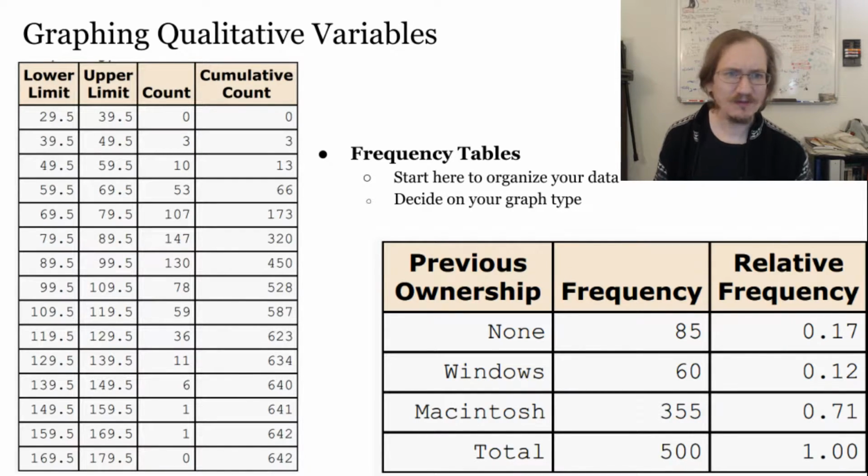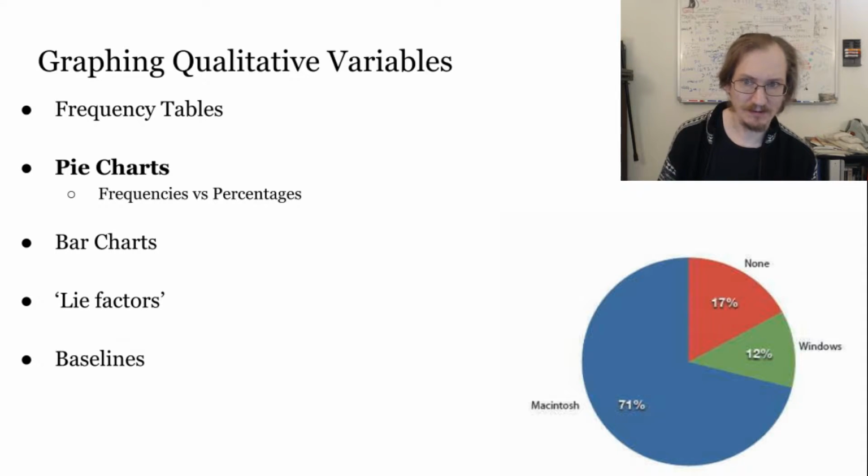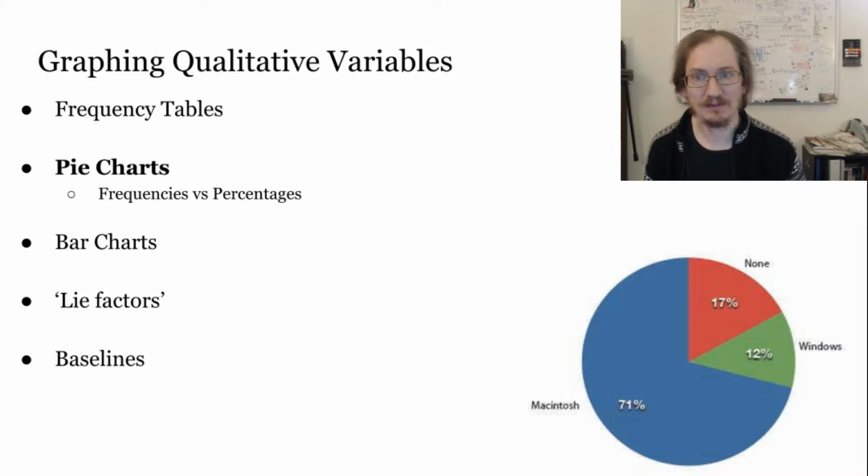Once you've got these tables, sometimes they're good enough if you only have a few categories to explain what's going on with your variables, but not always. Once you've got these tables, you can decide maybe I should have a graph, because I've got a lot of information. What you need to do then is decide what kind of graph you want. The first kind we talked about was the frequency table, but you might also have something like a pie chart.